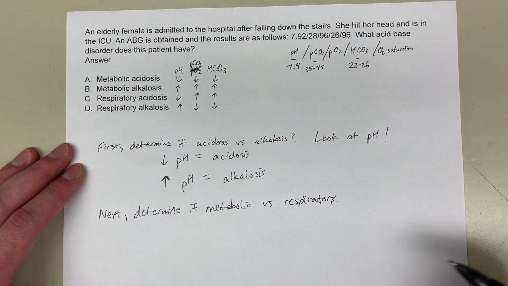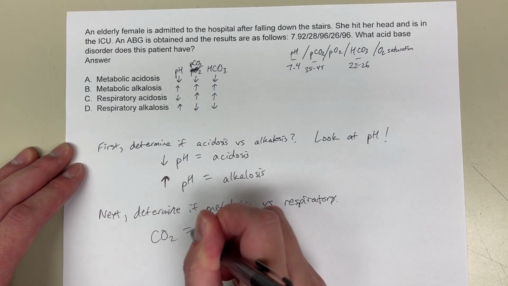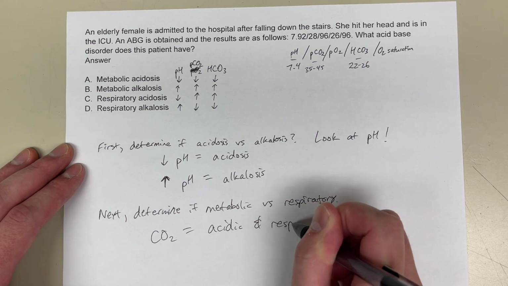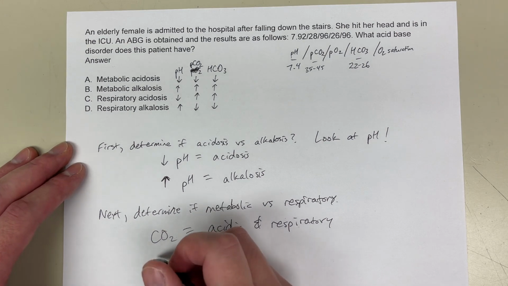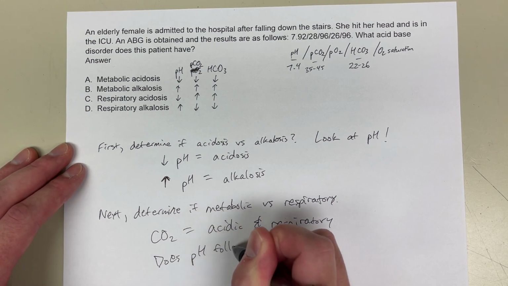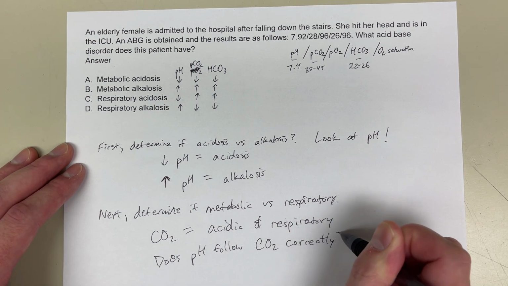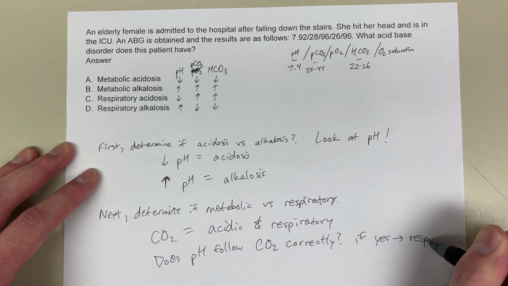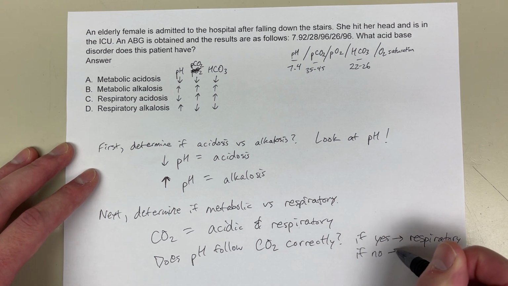When I see carbon dioxide, I usually think that it's acidic and respiratory. And then I ask myself, does the pH follow carbon dioxide correctly? If yes, then it's respiratory. If no, then it's metabolic.